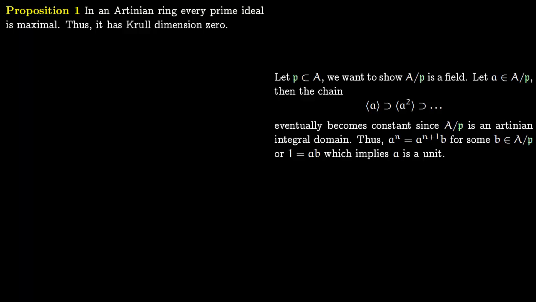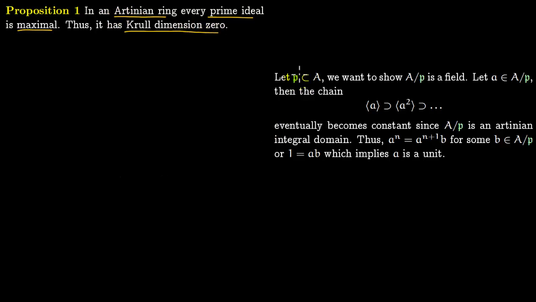In this lecture, we discuss some properties of Artinian rings. So the first proposition is that in an Artinian ring, every prime ideal is maximal. Now, if every prime ideal is maximal, then the Krull dimension would be 0. So let us prove this proposition.